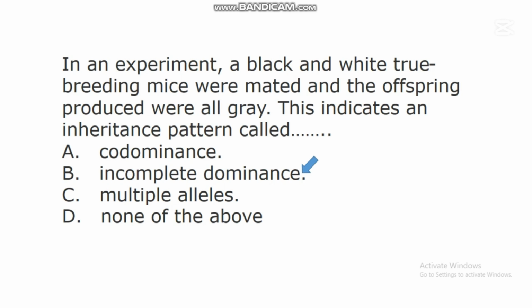Incomplete dominance. So in this experiment where black and white true breeding mice were mated and the offspring produced were all gray, this type of experiment indicates an inheritance pattern known as incomplete dominance.